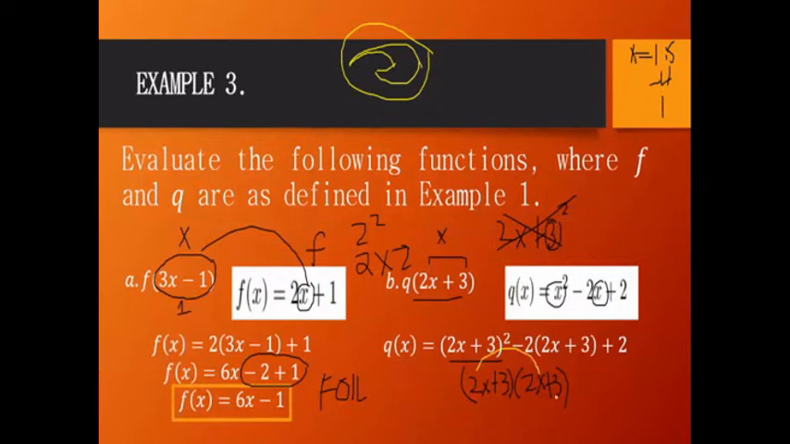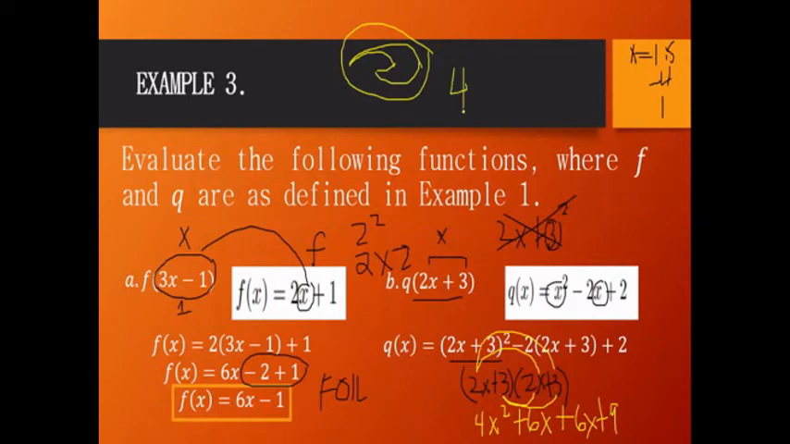2x times 2x, that is 4x squared. 2x times 3, that is positive 6x. 3 times 2x, that is positive 6x. And 3 times 3, that is positive 9. Ganun lang kadali ang FOIL method. Okay? But this is not the final answer. We need to simplify this one.